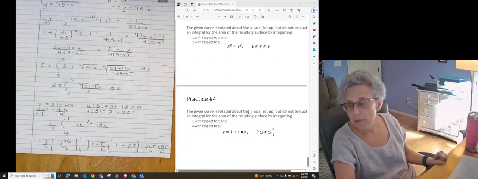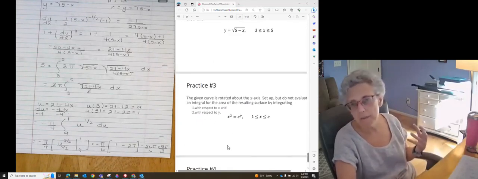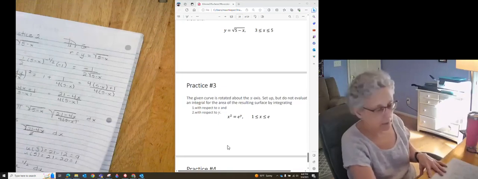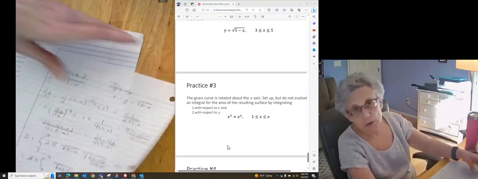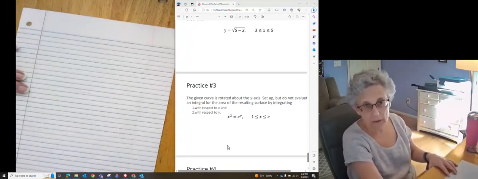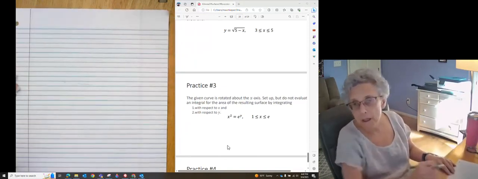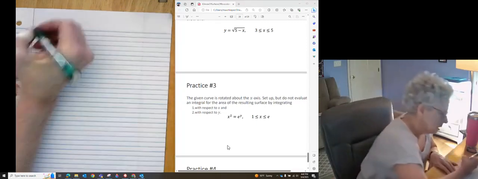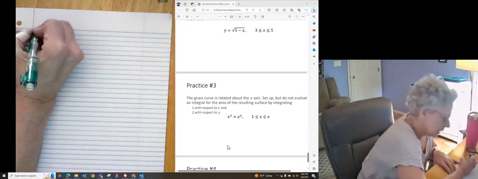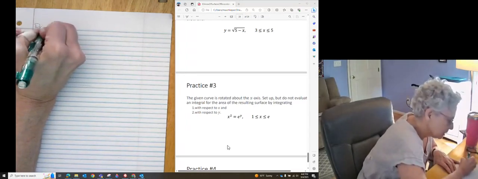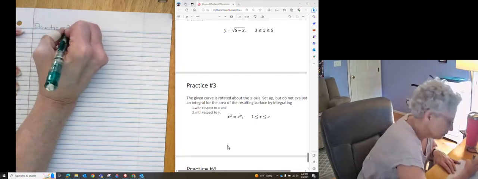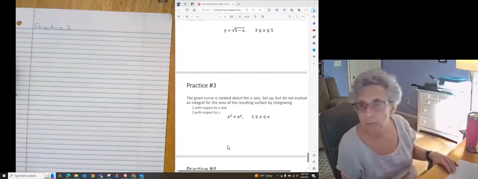The last couple of practice ones, we're just going to set them up because that's the challenging part, is setting them up, and then after that, usually you'll just plug them into your calculator to get your answer. So the given curve is rotated about the x-axis. So again, rotating about the x-axis. We'll do this one together, then I'll leave you to do practice number 4 on your own.